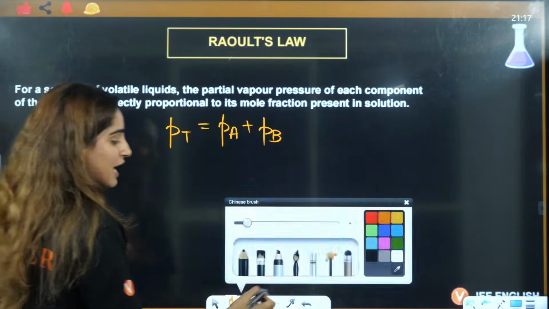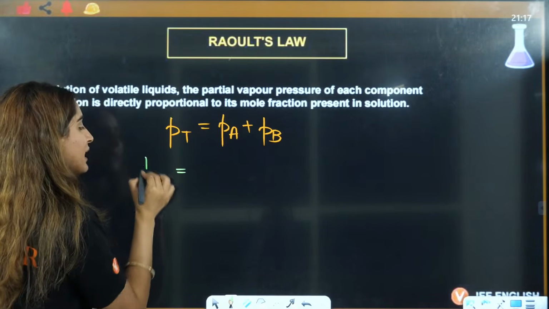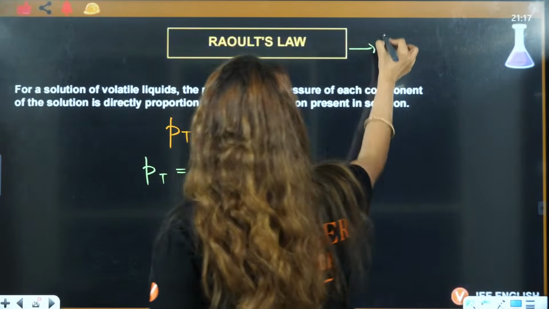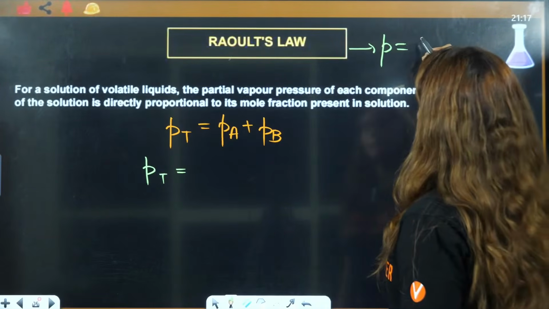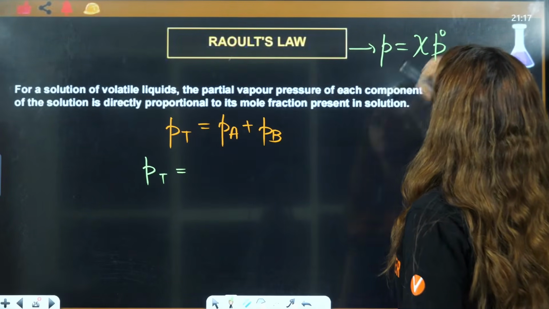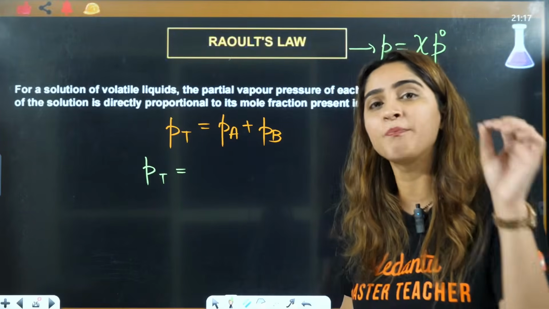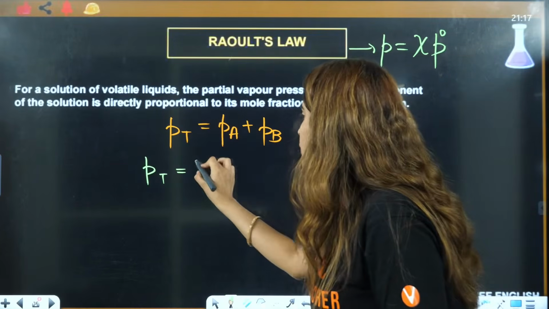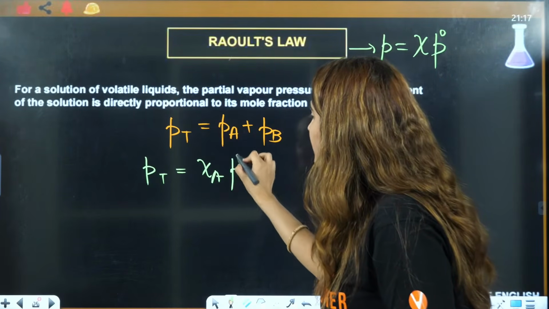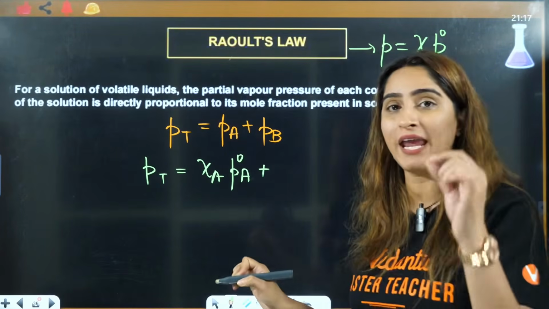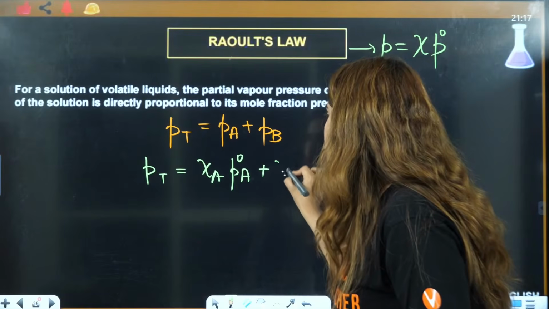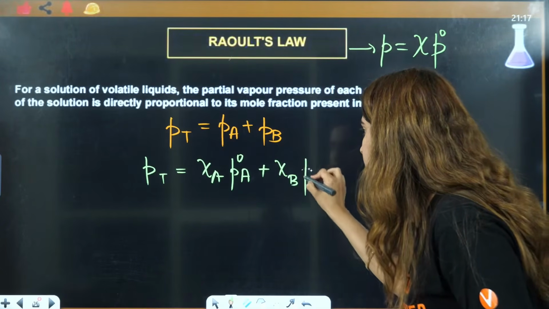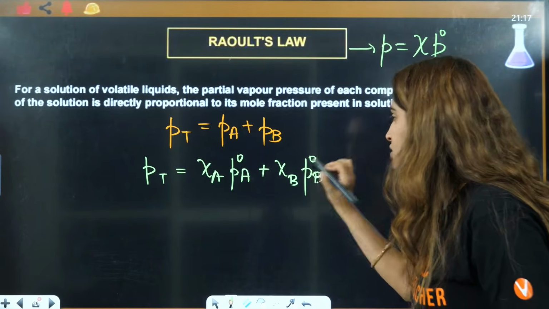Now we will understand the derivation here. We know that PT is equal to PA plus PB. What is PA? Raoult's law says that the partial pressure is equal to mole fraction multiplied by the vapor pressure. That means the partial pressure of A in the mixture is equal to the mole fraction of A multiplied by the vapor pressure of A in the pure state. And PB is the mole fraction of B multiplied by the vapor pressure of B in the pure state.